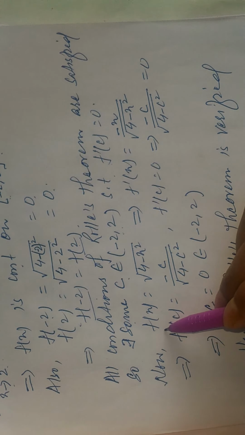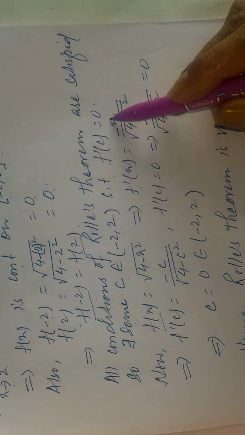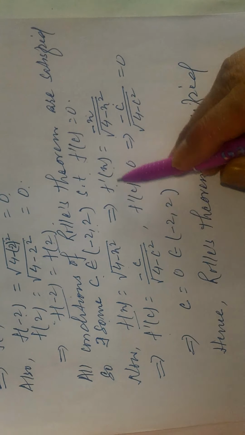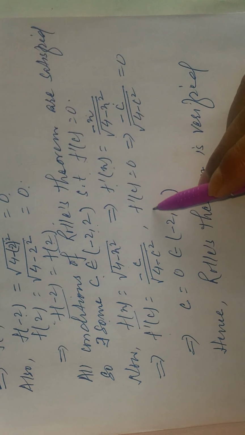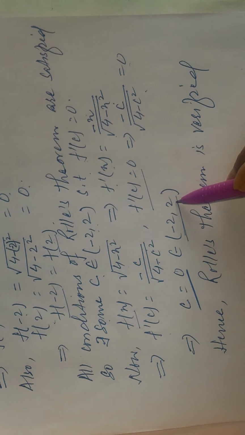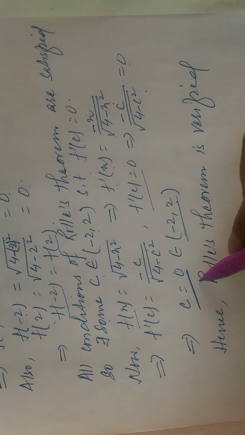Now we will find f dash c. So f of x we know is under root 4 minus x square, and f dash x we have already got as minus x by under root 4 minus x square. Now f dash c, replace x by c. Now make it equal to 0 to find c. So we get that c is equal to 0, which belongs to minus 2 to 2. So since c belongs to minus 2 to 2, we say Rolle's theorem is verified. So this is the second question. Now the third question.